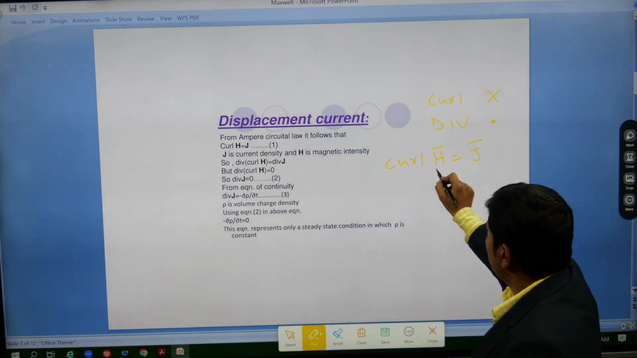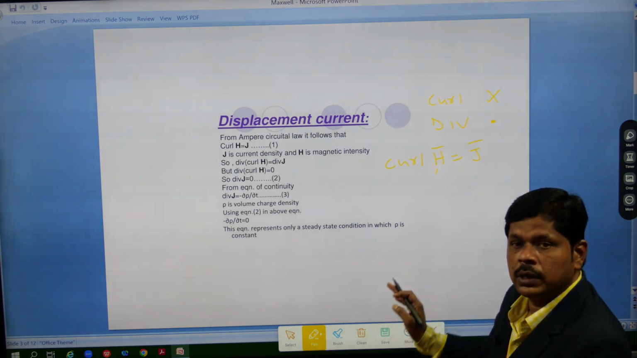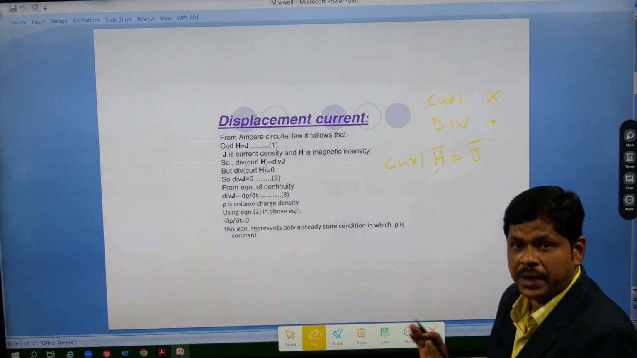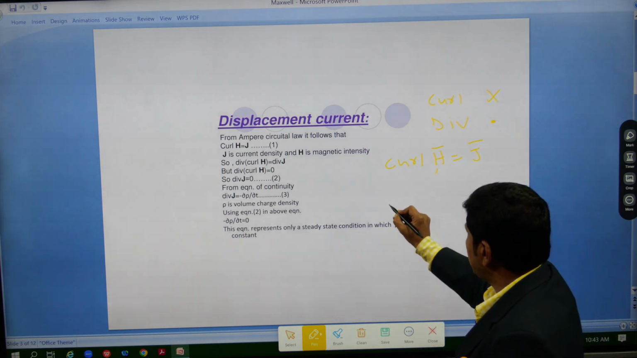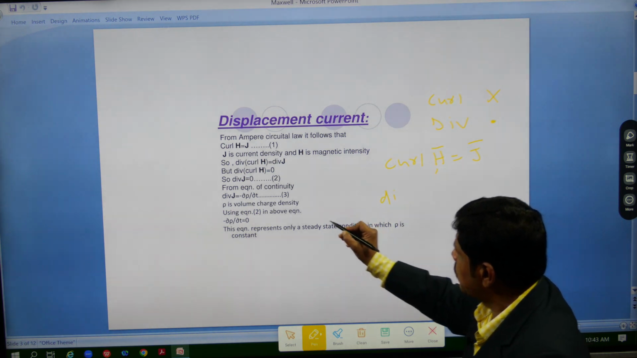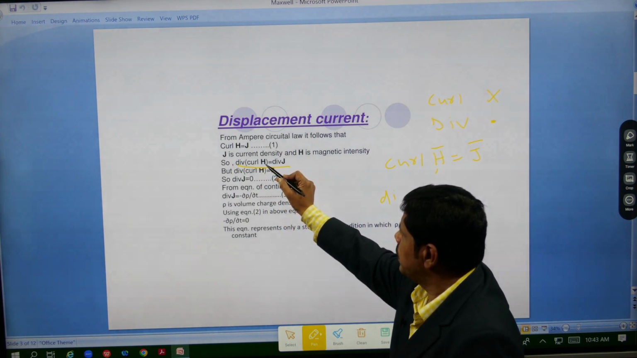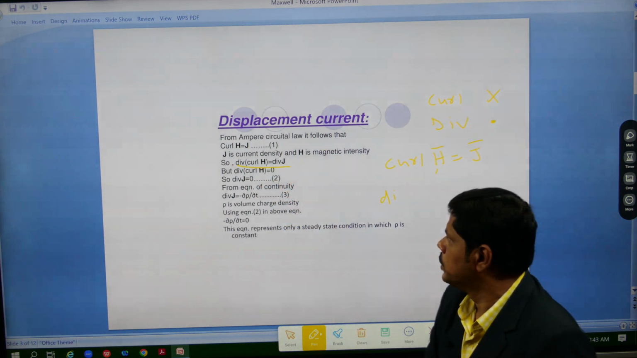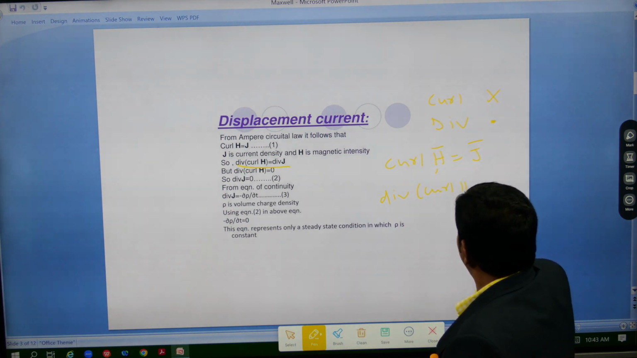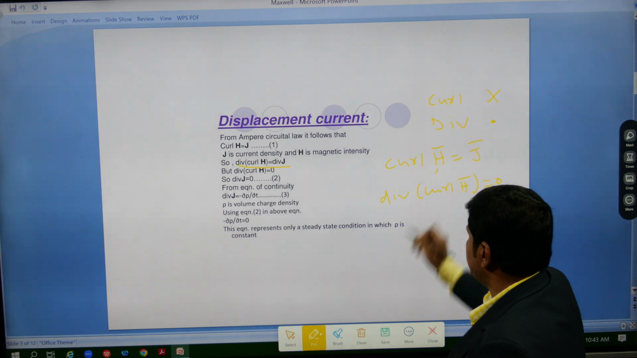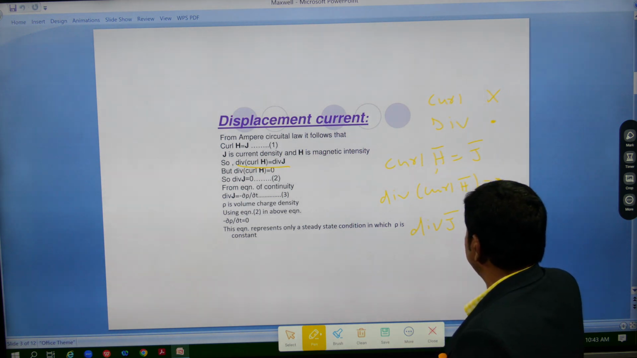Here H is the magnetic field intensity and J is the current density, which is not varying with respect to time. It is only the current density which is available. If I take the divergence of this curl on both sides, I get divergence of curl of H bar equal to divergence of J bar. But we know that divergence of curl H bar is equal to 0. So on the RHS, divergence of J bar is equal to 0.